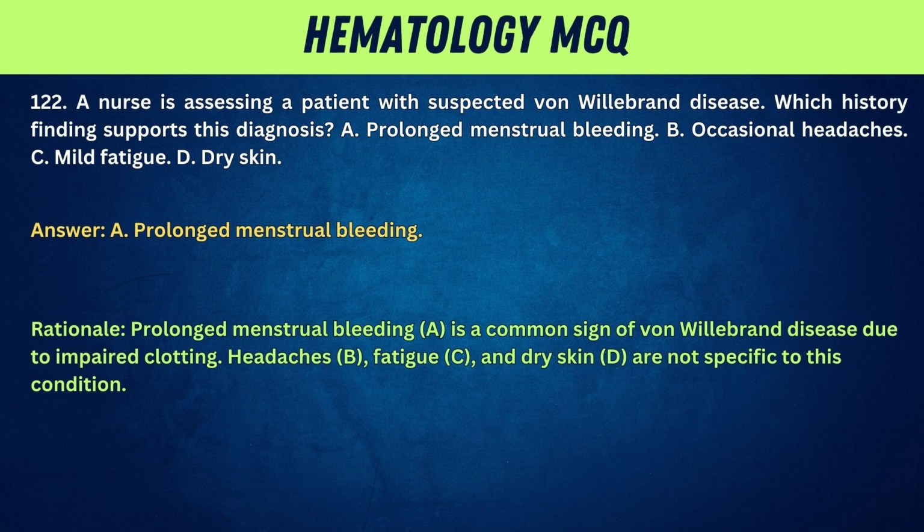Prolonged menstrual bleeding. Rationale: Prolonged menstrual bleeding, A, is a common sign of von Willebrand disease due to impaired clotting. Headaches, B, fatigue, C, and dry skin, D, are not specific to this condition.